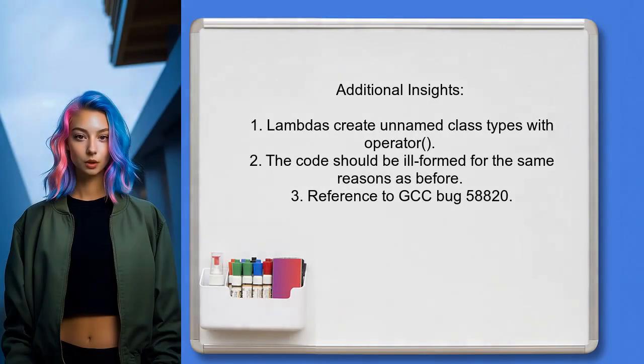The user also notes that the same reasoning applies to lambdas, which create unnamed class types with overloaded operator. They assert that the code should be ill-formed for the same reasons, pointing out a specific GCC bug related to this issue.